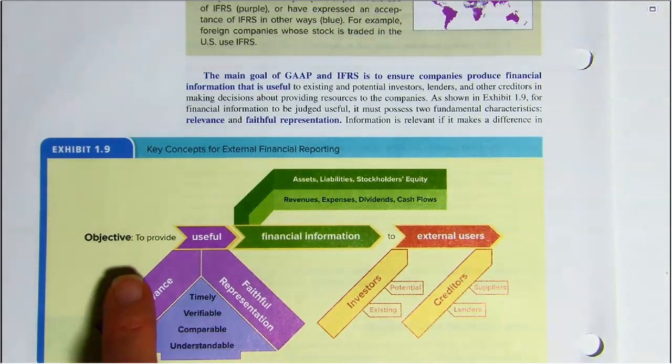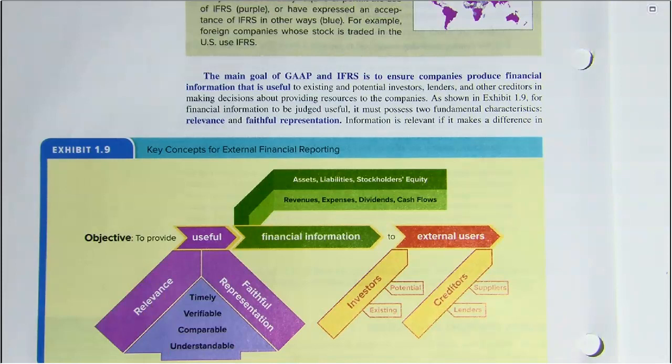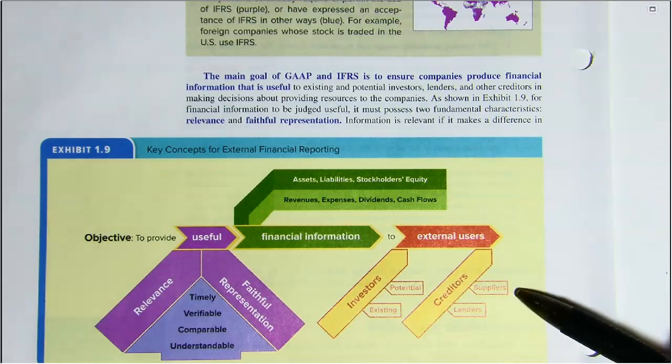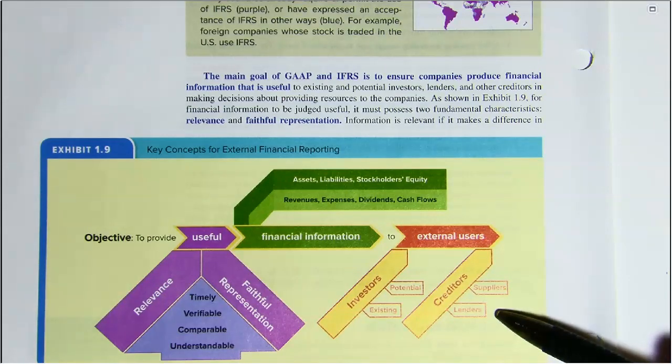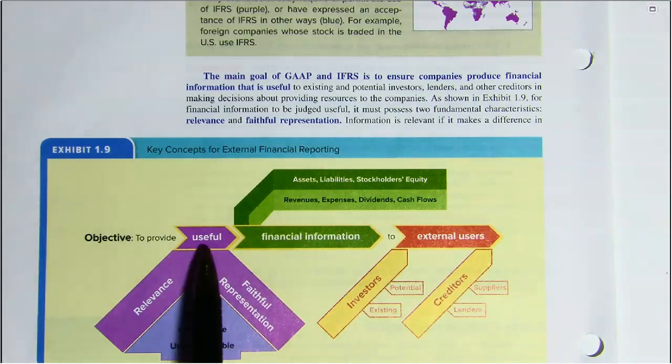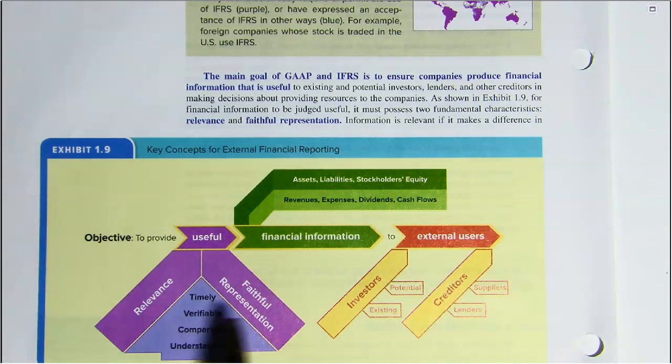So there's the objective, to produce useful financial information to our external users, both potential and existing investors, and potential and existing creditors, which would be our suppliers and people who loan the company money. And we said what makes the information useful is that it is both relevant and a faithful representation of the business activity. Now, these are characteristics of relevance and faithful representation.